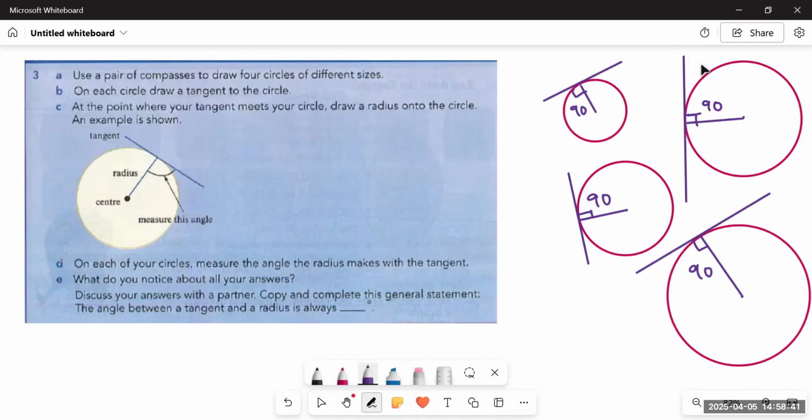So what do you notice about all your answers? We notice that all the angles are 90 degrees. So we have to discuss this with your partner and copy and complete the general statement. The angle between a tangent and a radius is always 90 degrees. So this is how we have to solve these types of questions, inshallah.